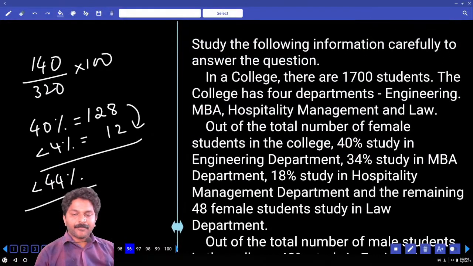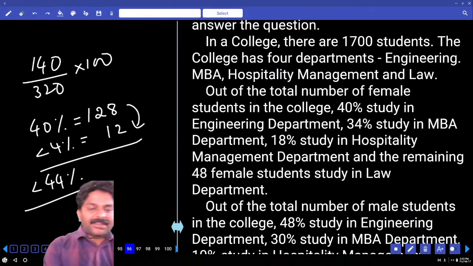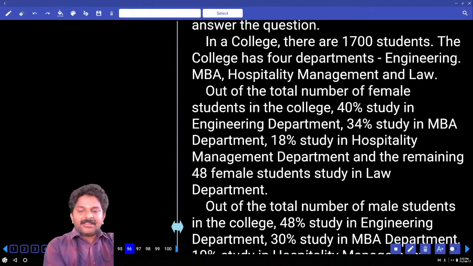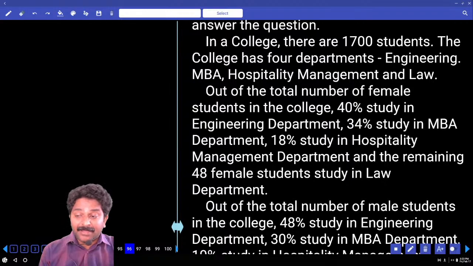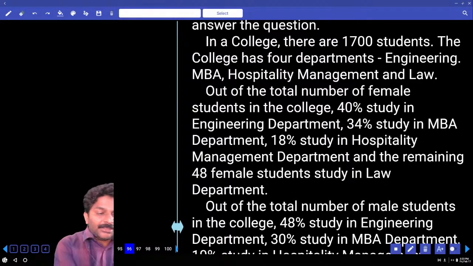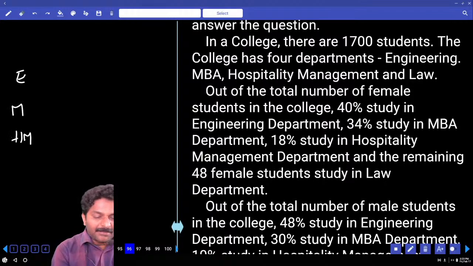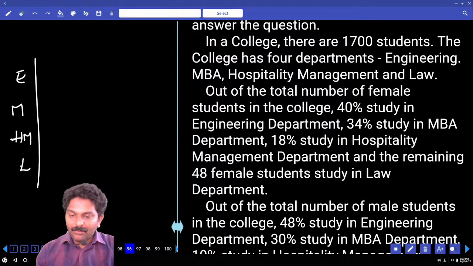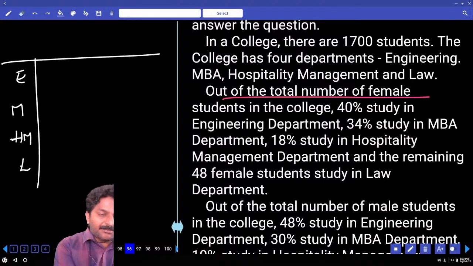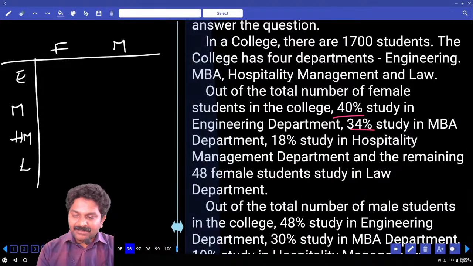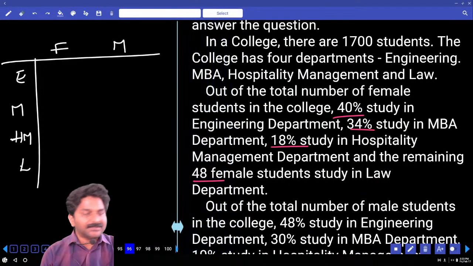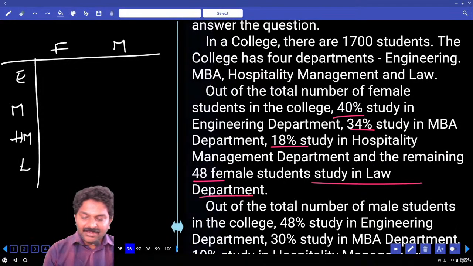In a college there are 1700 students. The college has 4 departments: engineering, MBA, hospitality management, and law. Out of the total, we have female and male. Percentages are mentioned. I need the number 48, females who study in the law department.